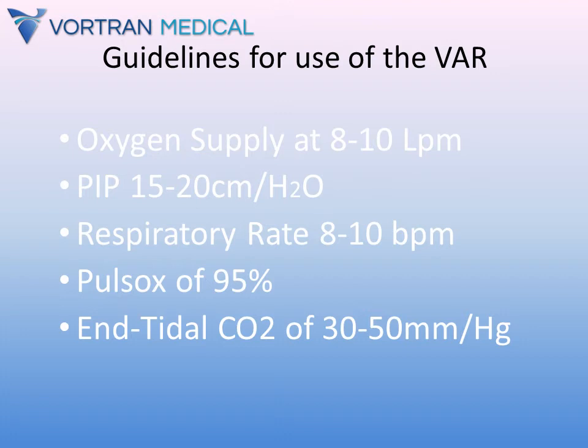Proper ventilation is very complicated and there is no way to simplify it. To begin, start with our guidelines and adjust your settings to suit the particular patient. Remember, while our guidelines tell us to ventilate at 8 to 10 breaths per minute with a pulse ox of 95% and an end tidal CO2 of 40, your patient may require a different set of values.